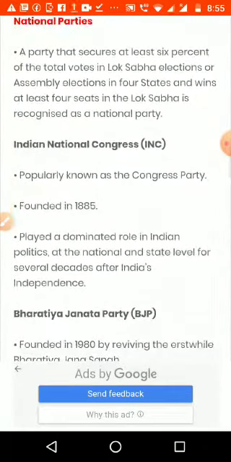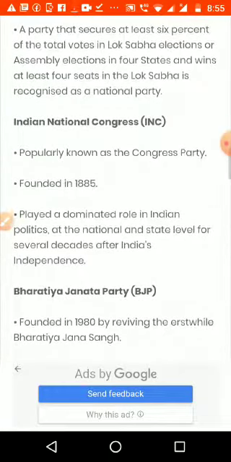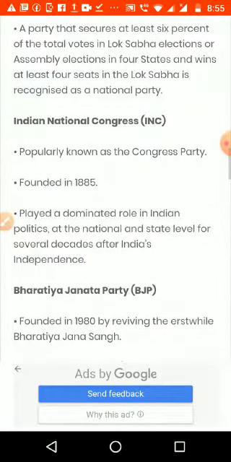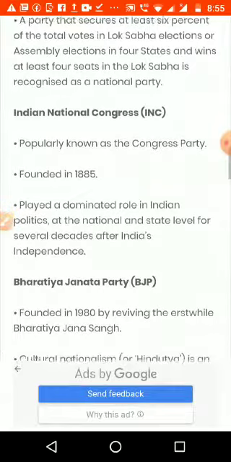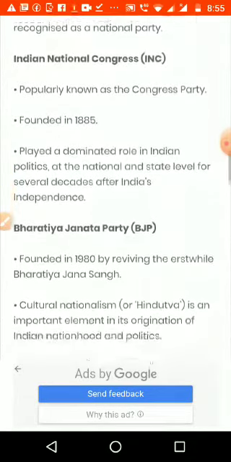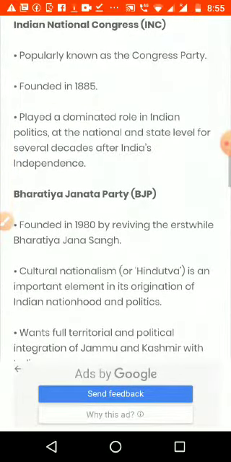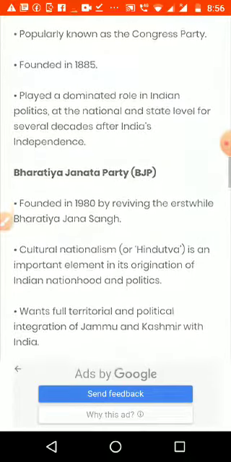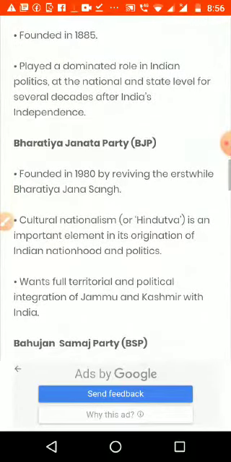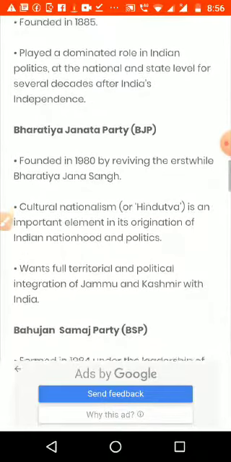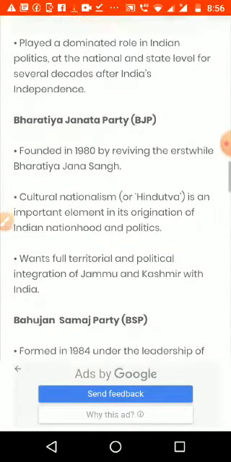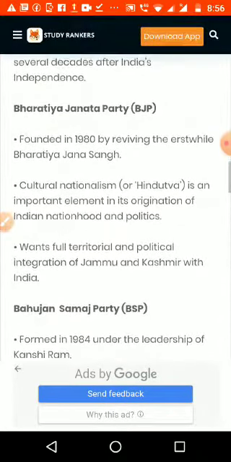National parties: a party that secures at least 6% of the total vote in the Lok Sabha election or assembly election in 4 states and wins at least 4 seats in the Lok Sabha is recognized as a national party. Indian National Congress, popularly known as Congress Party, founded in 1885, played a dominant role in Indian politics at the national and state level for several decades after India's independence.